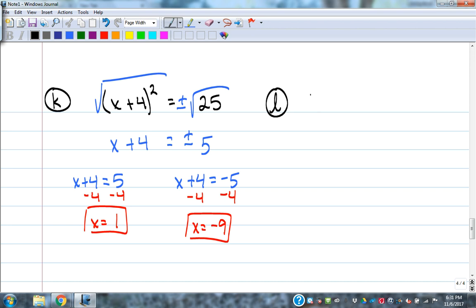Even if that number on the other side isn't a nice number that has a nice square root. Maybe it's the number 24 over there. Not a nice number because it doesn't have a nice square root. I still get rid of this squared part by taking the square root of both sides.